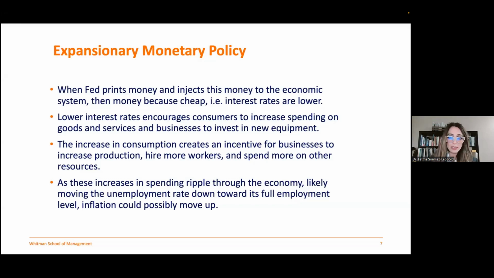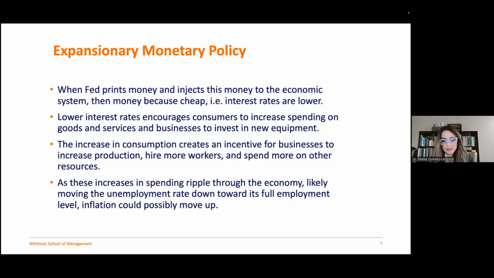When consumption goes up, clearly this could be an incentive for businesses to increase production, hire more labor, and spend more on resources. So all these increases in spending ripple through the economy, likely moving the unemployment rate down towards full employment, so inflation could possibly move up. That is one scenario, where inflation is actually low, not around the 2% target level, it's less than 2%.